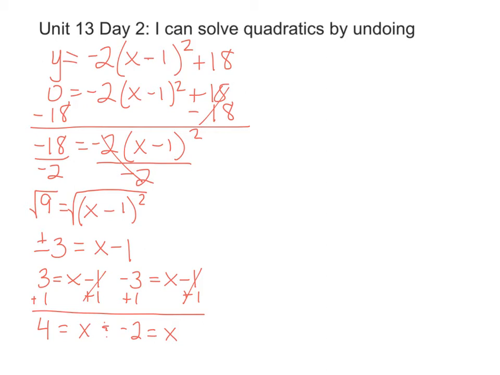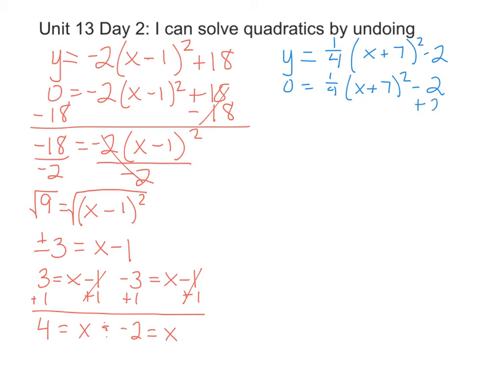Okay, next example, same process. So let's say we have y, and feel free to write it below. You don't have to write it next to it just because I do. y equals 1/4 times (x plus 7) squared minus 2. First set it equal to 0. So, undoing, we're going to do the same process. We're going to undo that minus 2, so let's add 2 to both sides. Add 2, and we've got 2 equals 1/4 times (x plus 7) squared.